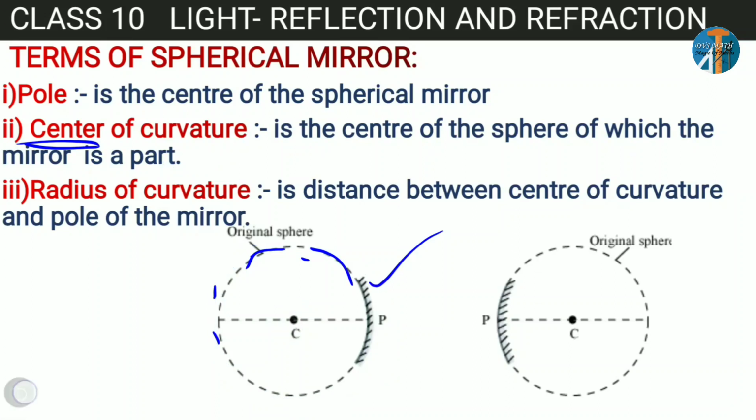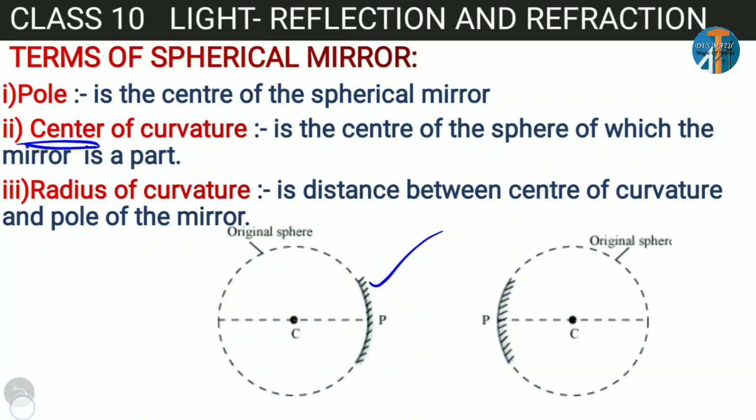Look here, this is a sphere, and this mirror is a part of that sphere. I think it's clear now. So one is, the center point of the mirror we call the pole. And if you consider the whole sphere, the midpoint of that whole sphere we call the center of curvature.